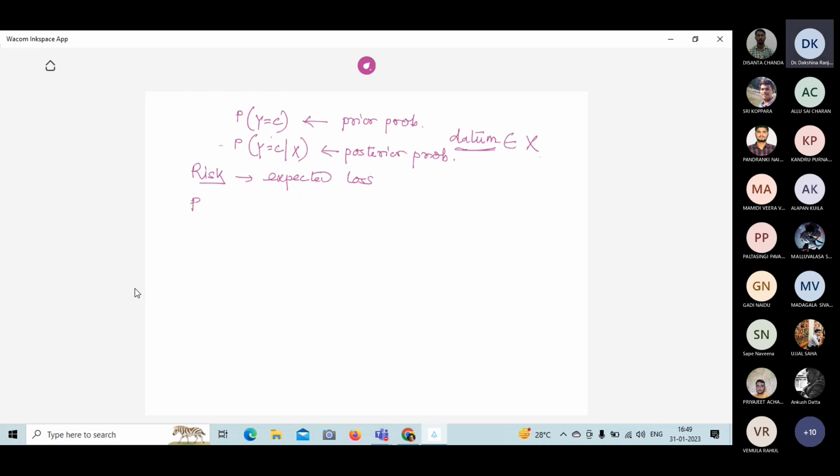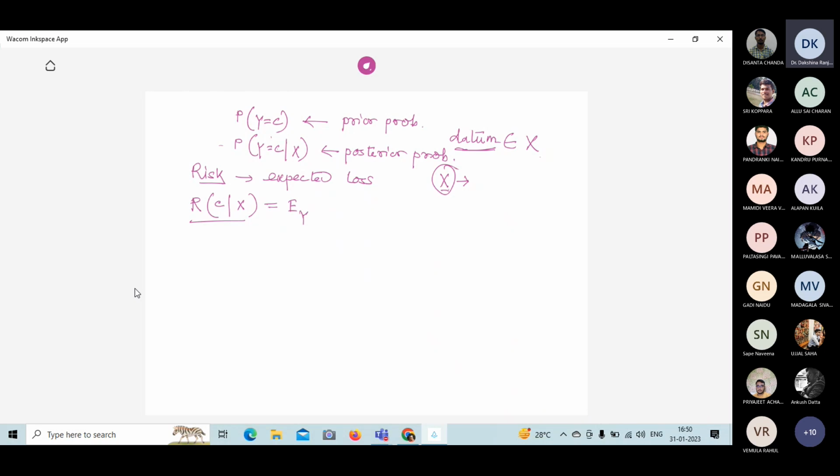So if we denote the risk by capital R of C given X, that means if we have an unknown sample X, then we will be interested in predicting the class level of this feature vector X. Predicting the class level for X will give us this risk R of C given X. Okay, so this is nothing but the expected loss.